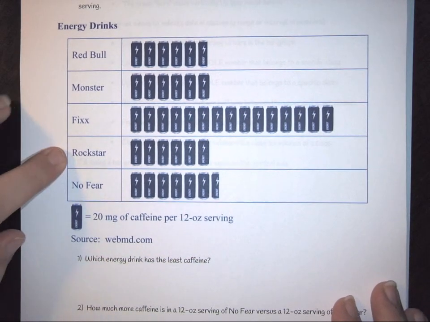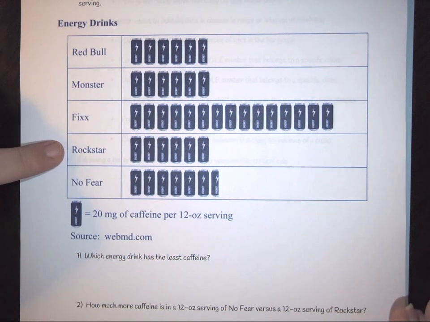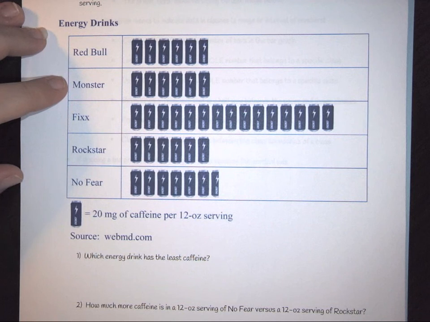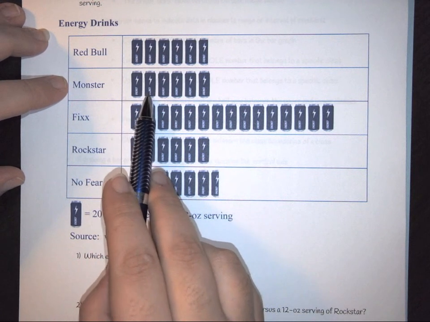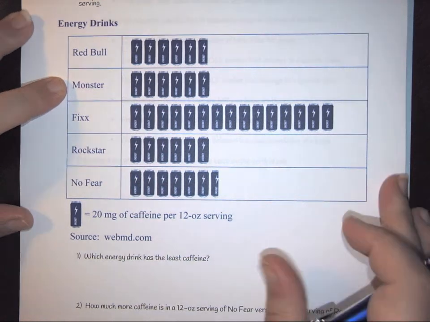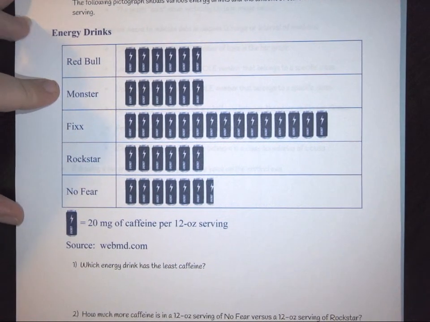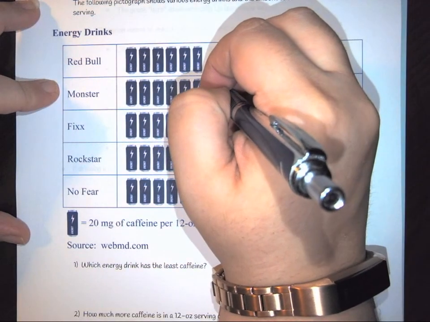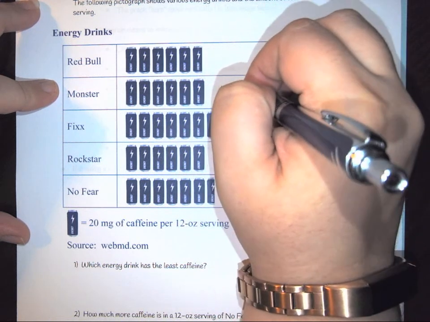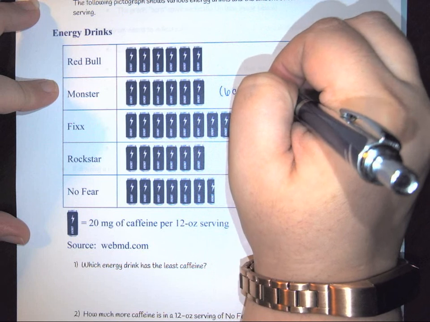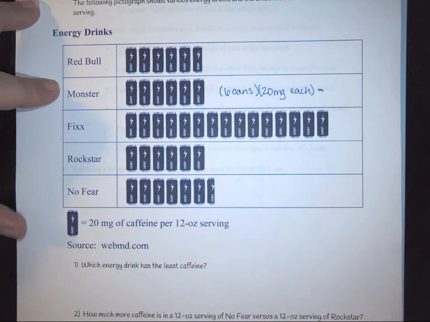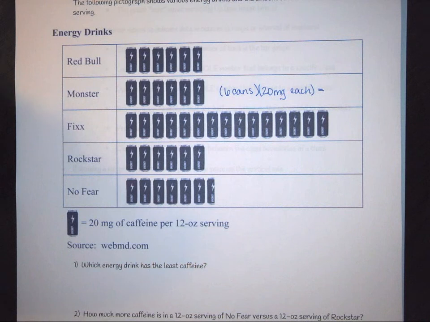It means if I look right here at my Monster, notice I have 1, 2, 3, 4, 5, 6 cans. So if I want to know milligrams of serving, I would have 6 cans times 20 milligrams each would give me the total number of milligrams that I have.